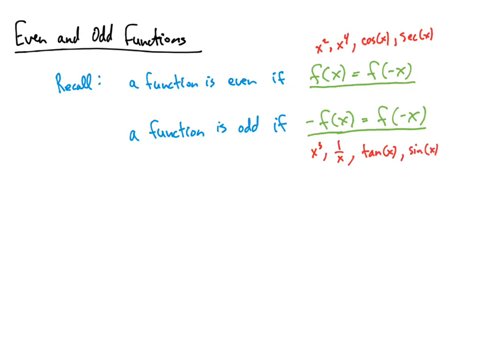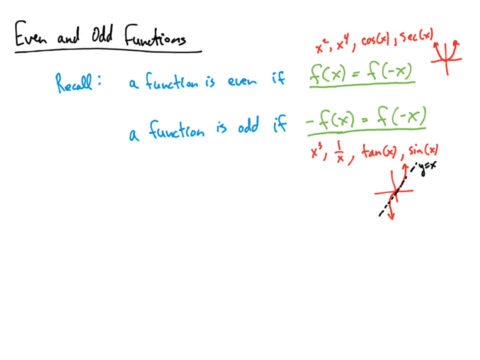Okay, so for an even function, the graph will be symmetrical about the y-axis. So x squared is symmetrical about the y-axis. An odd function we say is symmetrical about the origin. So x cubed is like this, and it's symmetrical about the origin, about that line y equals x. Okay, so that's just a recap.